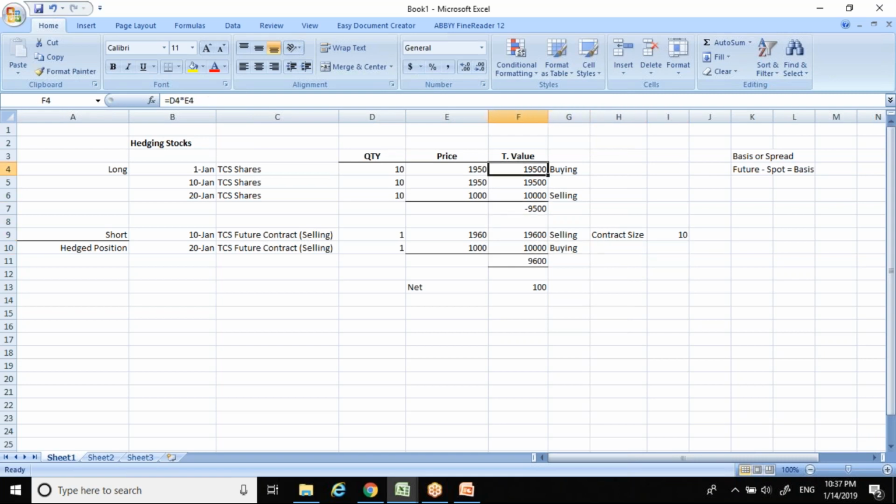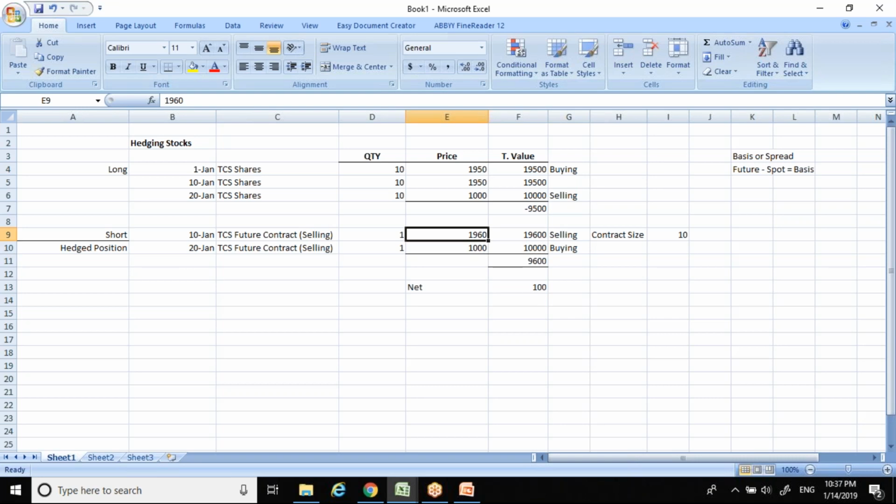So you are buying at 1950, total value 19,500, and selling the same contract at 1,000. So your 10,000 is your selling, so net 9,500 you lost. And here you sold it at 1960 because of the 10 rupees difference, and the total value is 19,600. You are buying at 1,000, so you're making a profit of 9,600. So you are making a profit of 100. Why? Because there's a spread of 10.